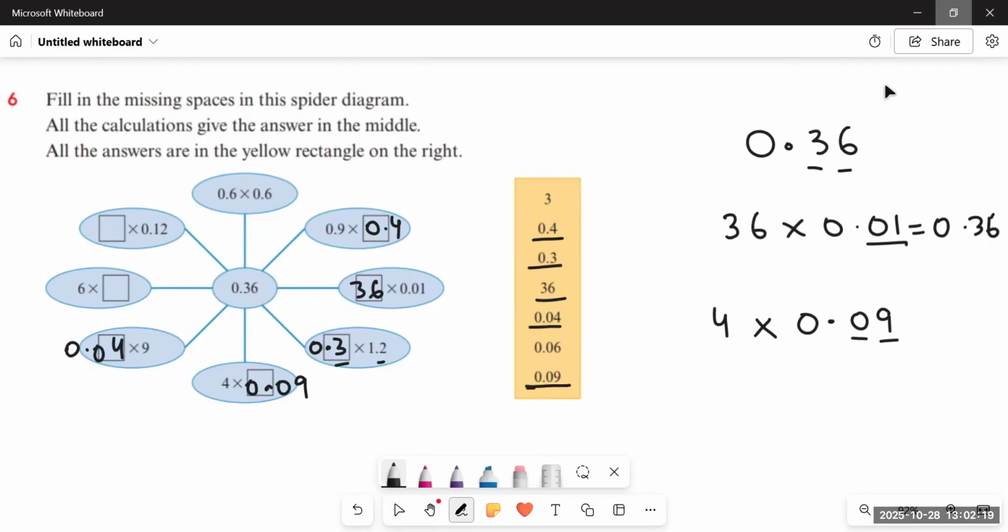And then what is left? 3 and 0.06. Then 6 multiplied by 6, 6 sixes are 36. 6 is a whole number, so we should multiply it with 0.06. Here it is. And then 0.12 has already two decimal places, so we should multiply it with a whole number, and that's 3. So all the options are filled and it's done.